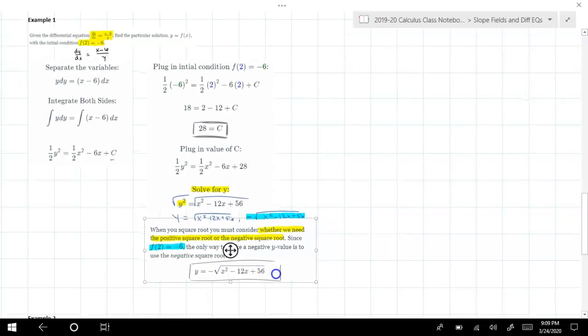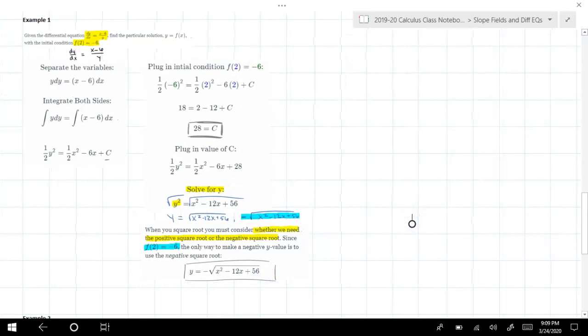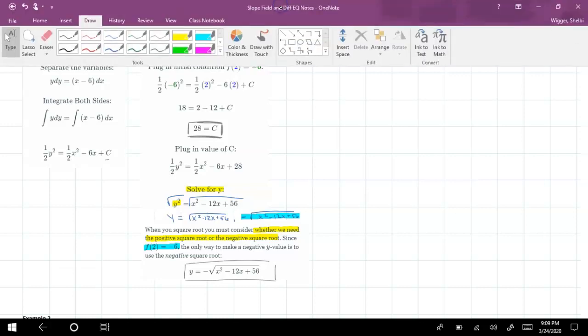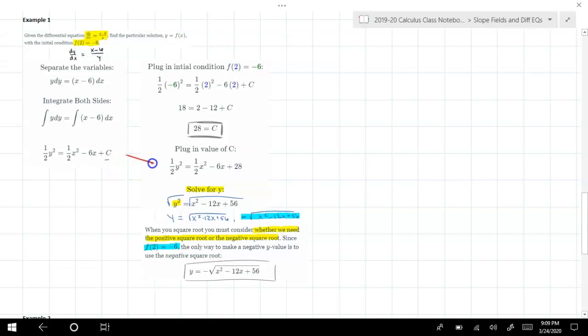So, to recap, we separated the variables of the differential equation, integrated both sides, used the initial condition, which is the point, to find c, plug c back into this equation, right, where c first popped up, and solve for y.